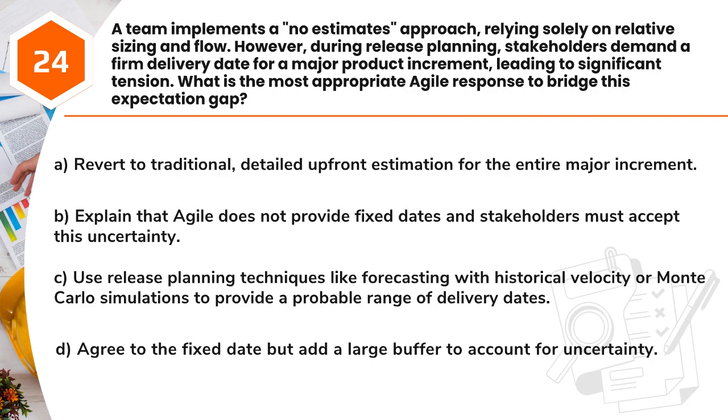A. Revert to traditional, detailed upfront estimation for the entire major increment. B. Explain that Agile does not provide fixed dates and stakeholders must accept this uncertainty. C. Use release planning techniques like forecasting with historical velocity or Monte Carlo simulations to provide a probable range of delivery dates. D. Agree to the fixed date but add a large buffer to account for uncertainty.